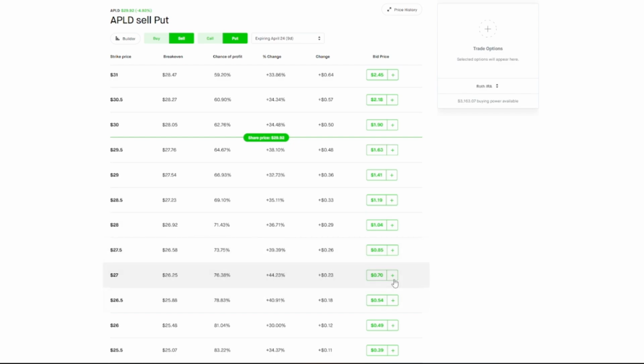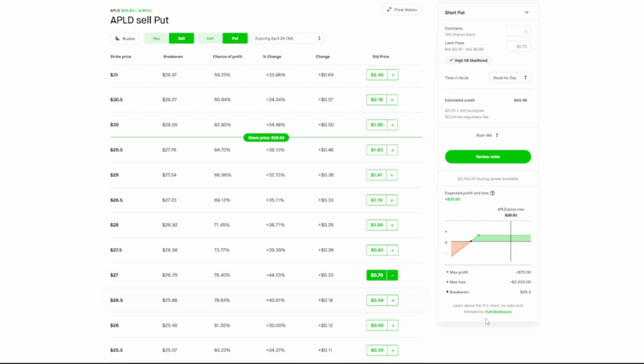And I am going to go to the options chain over here. I'm going to click this plus button, and this is going to bring up a ticket on Robinhood. Right now it's showing a bid-ask spread between 70 and 80. Now, I don't want to put a bid in at 70 because I'm going to shortchange myself. And if I put in a bid at 80, we're probably not going to get it.